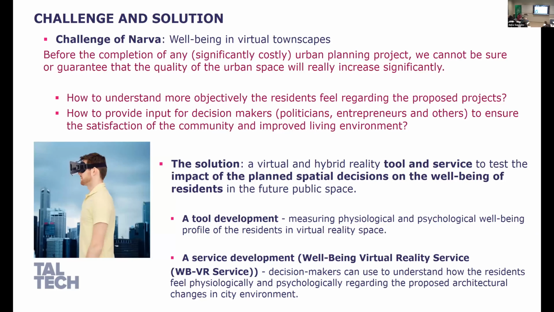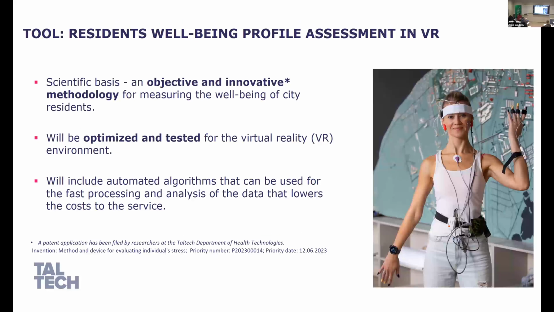Our solution to this challenge can be divided into two parts. Firstly, to develop a tool which can be used to measure the physiological and psychological well-being profile of the residents in virtual reality. And secondly, to develop a service that the decision makers can use to understand how the residents feel physiologically and psychologically in case some architectural changes are proposed in the city environment. Our methodology of well-being profile combines physiological and psychological measurements and spatial quality parameters to assess the well-being profile of the residents. Different physiological signals are measured and recorded from the city residents. As well, they will answer psychological questionnaires while observing the urban environment.